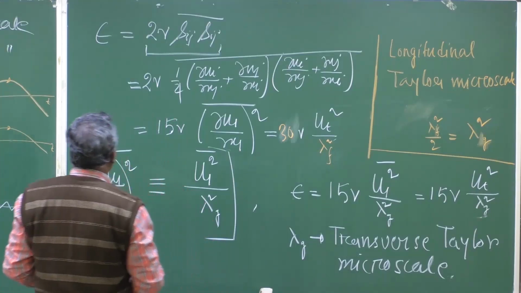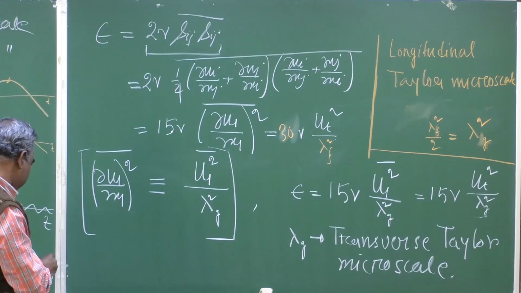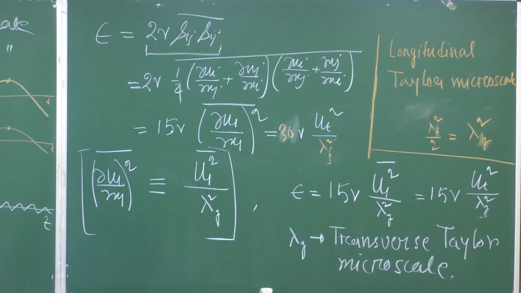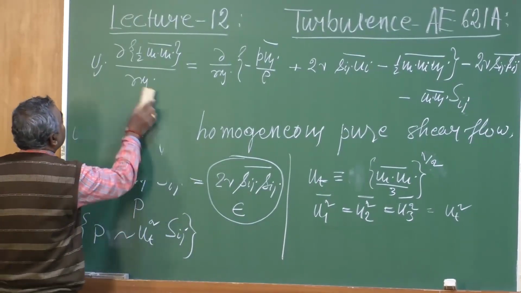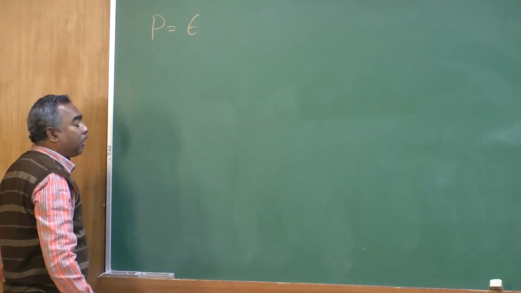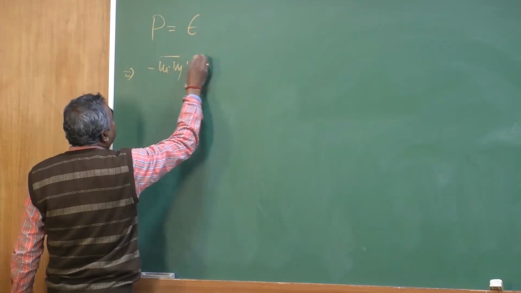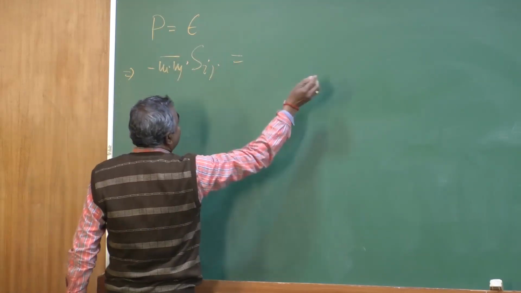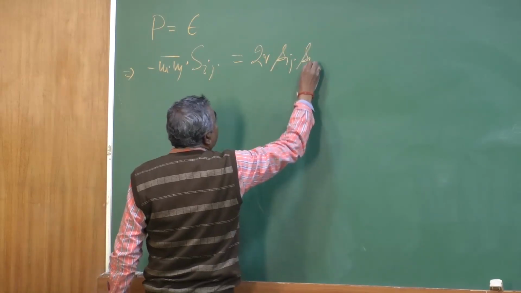Before that, let us establish some relation based on the balance of production equal to dissipation. For homogeneous shear flow, pure shear flow, what do we get? P is equal to epsilon, right. So, what is P? P is minus ui uj bar capital Sij, which is equal to epsilon, which is equal to twice nu small Sij bar.